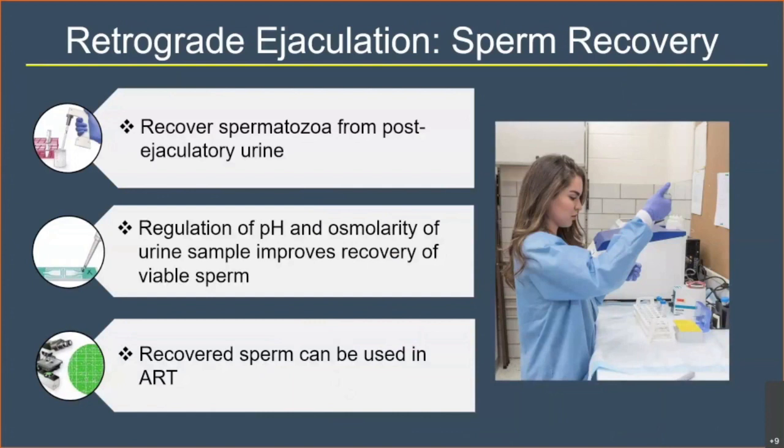Retrograde ejaculation is associated with infertility, and in these infertile couples, sperm recovery can be done from the post-ejaculatory urine, as shown in the first box. Regulation of the pH and osmolarity of the urine sample will help improve recovery of viable sperm. The recovered sperm can then be used for ART, either IUI or IVF. Next slide.